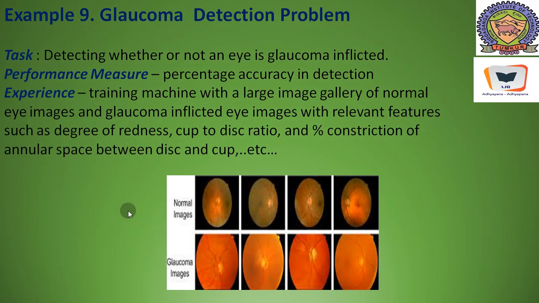Example 9, glaucoma detection problem. The task is detecting whether or not an eye image provided to a system is glaucoma inflicted. Performance measure, percentage accuracy in detection. Experience, training the machine with a huge image gallery of normal eye images and glaucoma inflicted eye images with relevant features such as degree of redness, cup to disc ratio, and percentage constriction of the annular space between disc and cup.